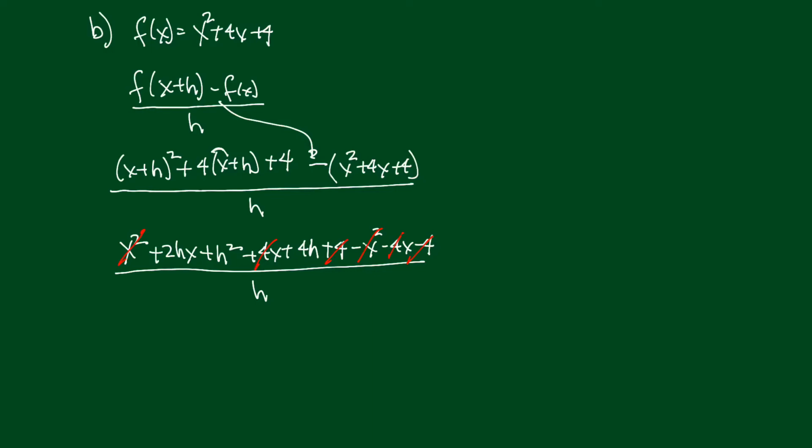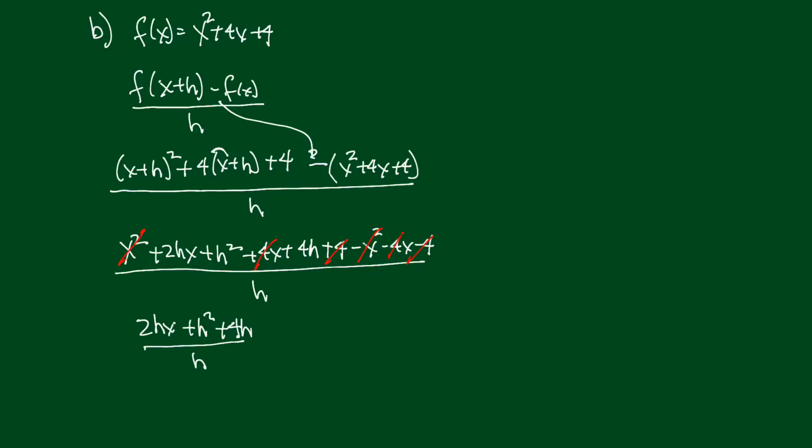So what's left on top here? This one, this term, and this term. All right, so I'll write them. So what's left? 2hx plus h squared plus 4h, right? Did I get them all? 2hx right there, plus h squared, yep, plus 4h, all right? And it's all over h.